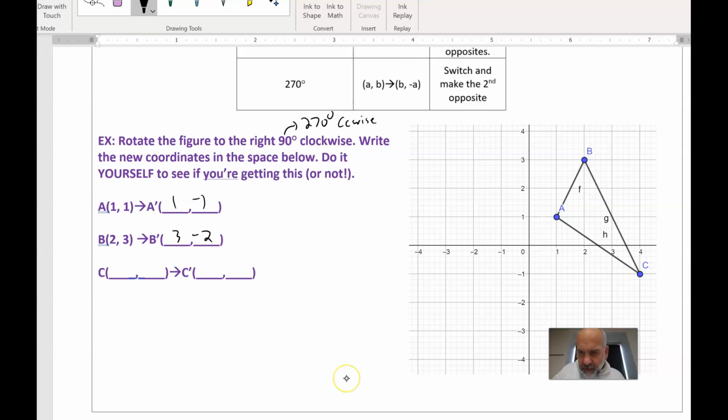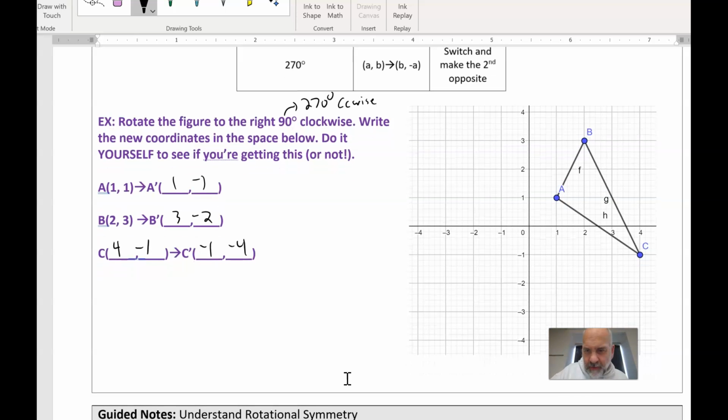And how about C? Okay, C is at 4, negative 1. So switch them and make the second one the opposite. And so now we can plot them. So now what I'm doing is I'm just going to plot these points just to make sure it looks right. Maybe I made a mistake. So A prime would be here. And you can see how that is 90 degrees clockwise around the origin. Cool. I'm just checking to make sure it works.